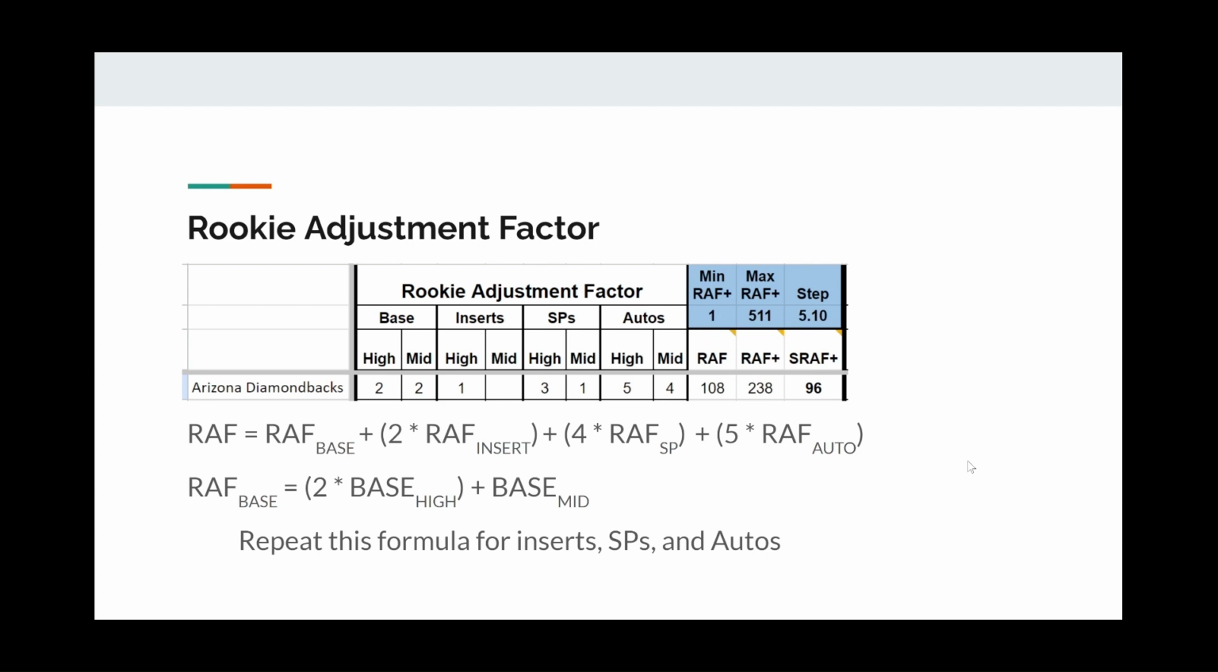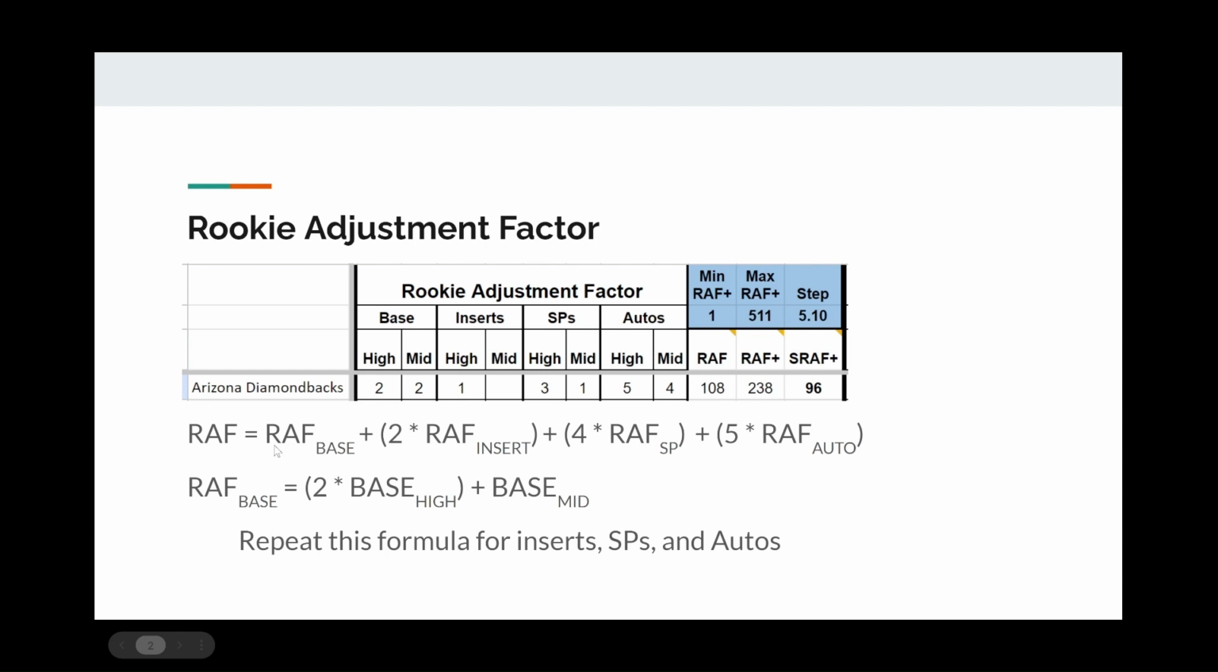Then you use that to find the RAF value, the rookie adjustment factor. The way that is calculated is you take the RAF base plus 2 times the RAF insert value plus 4 times the RAF short print value plus 5 times the RAF auto value. That's basically just weighting each of the sets in the same way that I weighted them for the total points.